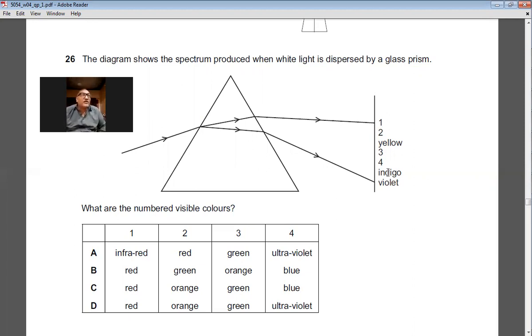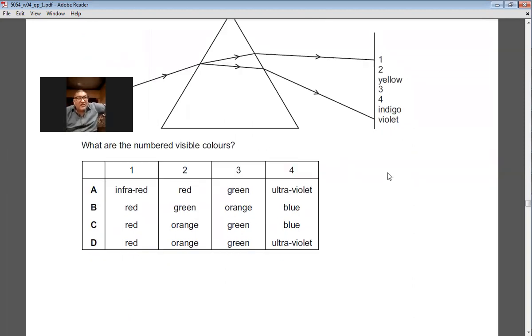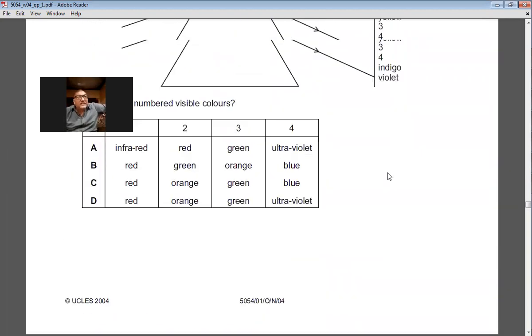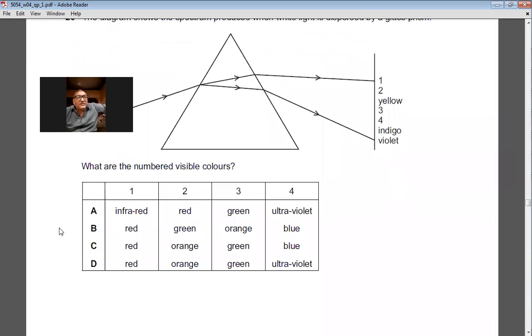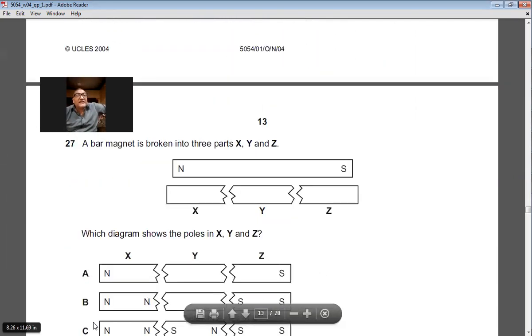Don't forget this code word, ROYGBIV. That's the order of the colors in the spectrum. So what's the choice? I think C is the right choice. Question number 26, C is the right choice.